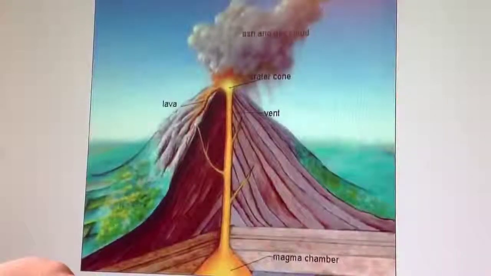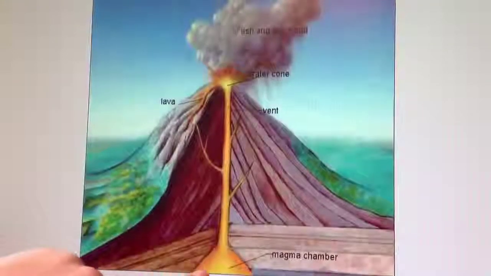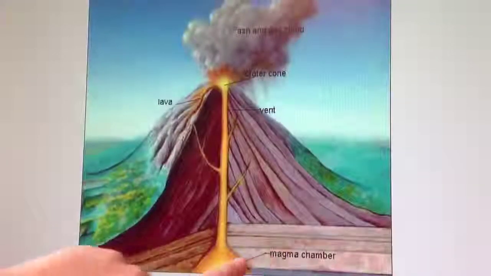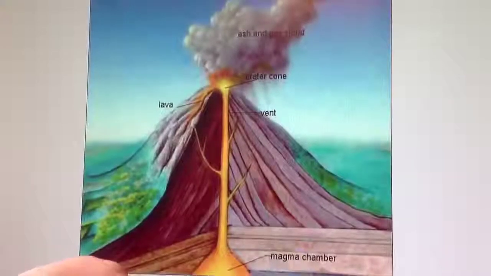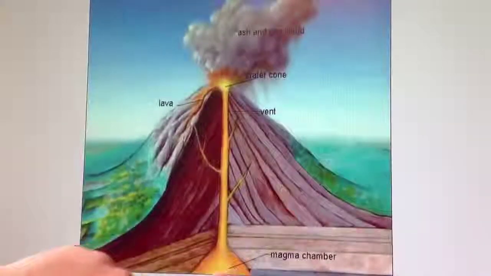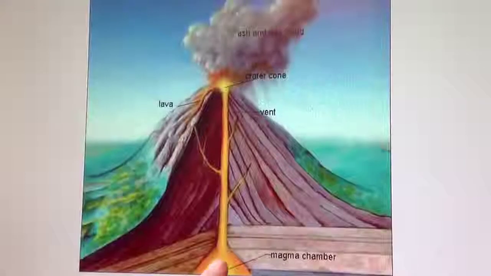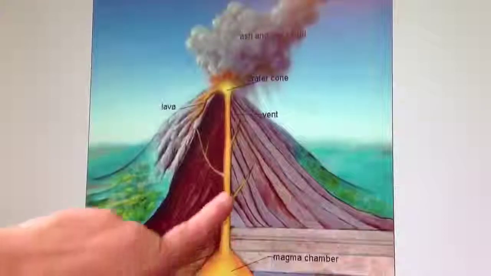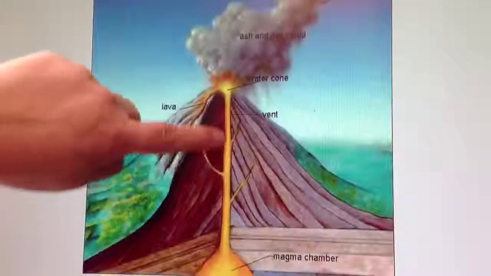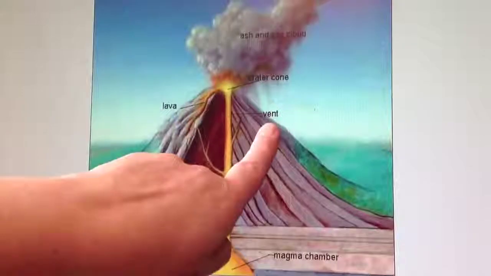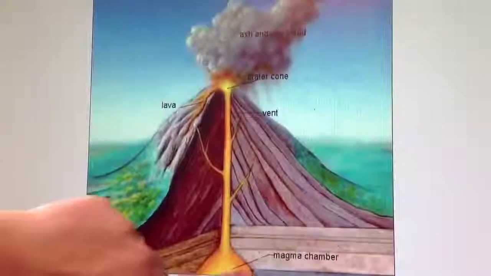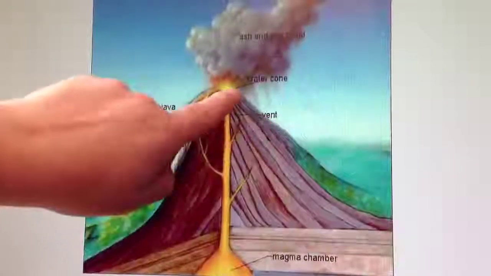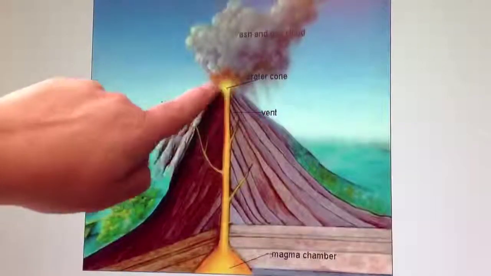The first part we're going to talk about is the magma chamber. Magma is the molten lava that's inside the molten rock. This is the chamber, or big hole, where the molten rock or the magma sits. When the volcano gets angry, the magma comes all the way up, and the channel it's coming through is called the vent. It comes up through the vent to the very top of the mountain, and this is called the crater cone.